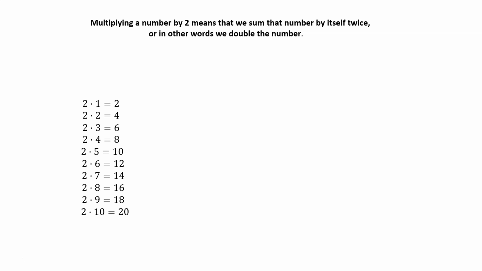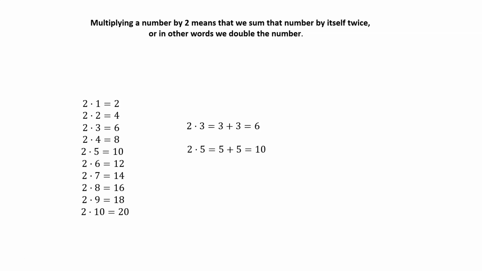The second technique we are going to learn today is about how we multiply a number by 2. We can say that multiplying a number by 2 means that we sum the number with itself twice, or in other words, we double the number. For example, 2 times 3 is 3 plus itself, or the double of 3, which is 6.